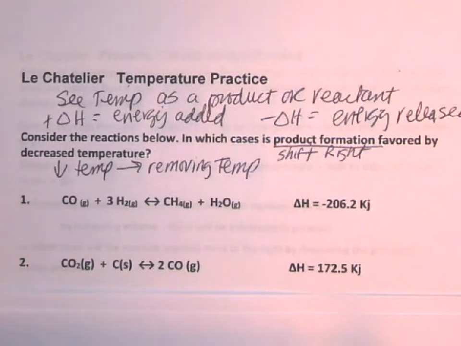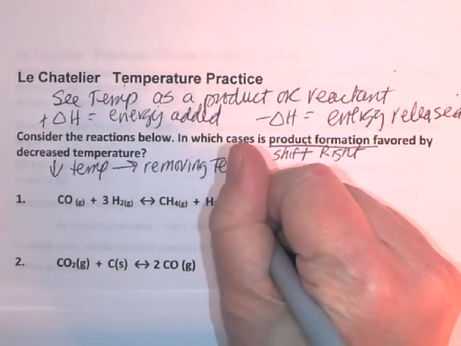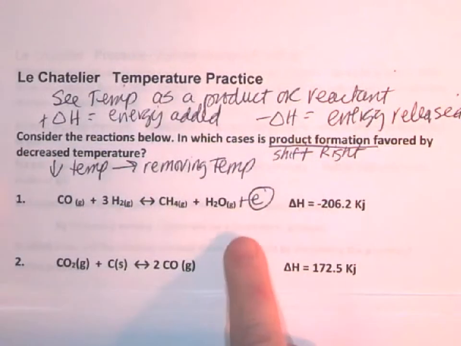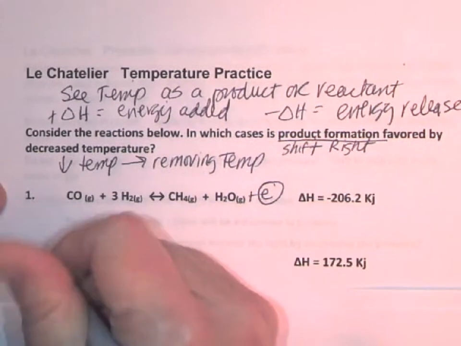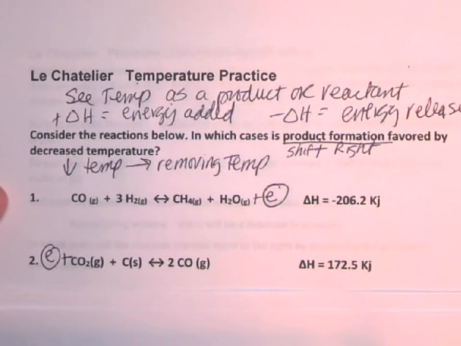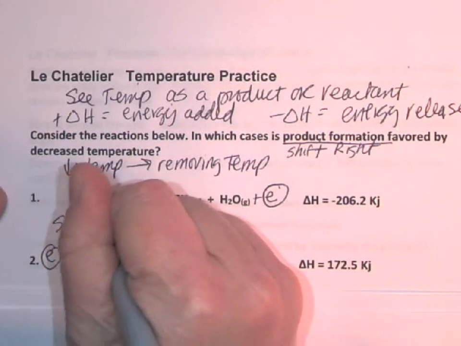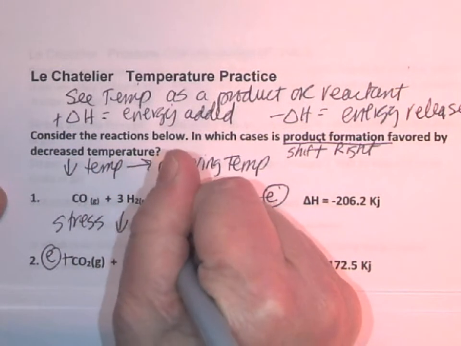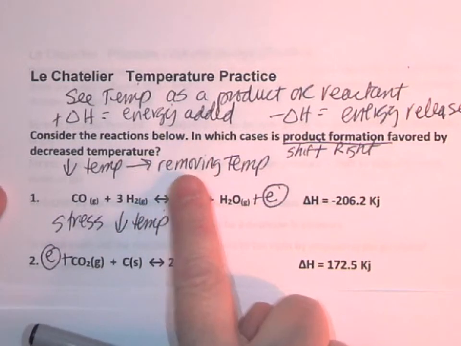All right, so the first thing I'm going to do is take a look at the enthalpy, and this is negative, so I'm going to add my energy on this side, because energy is released. This is a positive enthalpy, so I'm going to add my energy over here on the reactant side. All right, now I've got my teeter-totter. So the stress states that I'm going to decrease the temperature. So I'm going to remove the temperature.